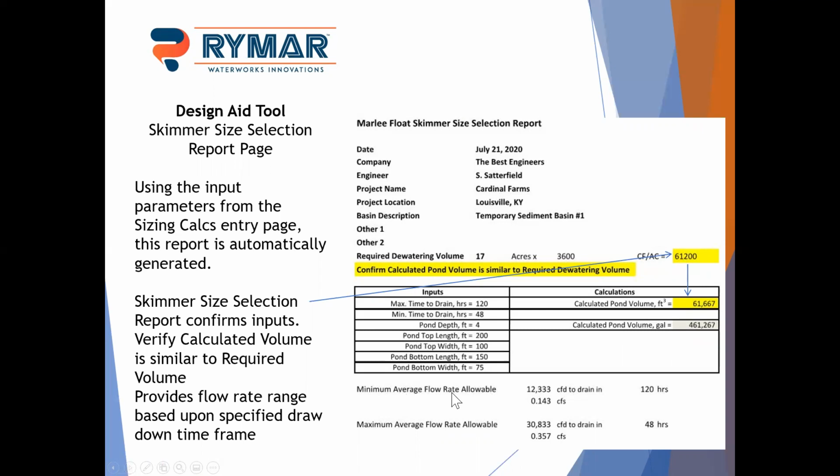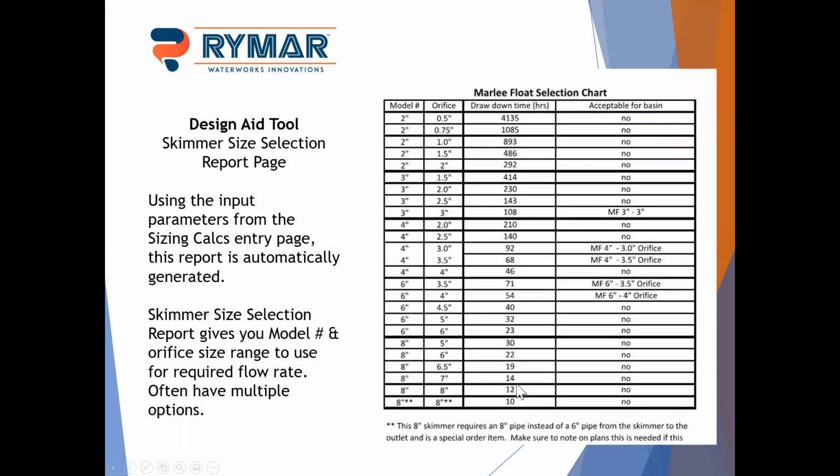And it's going to calculate your minimum flow rate for your maximum time and your maximum flow rate for your minimum time, again specifying that range of time that you're allowing. And then because it is our tool, we're going to give you the drawdown time for each model and each orifice. And then based on the range that you specified, we'll tell you which skimmers fit within that range. And then you can pick, from whichever ones fall within that range, which one you'd prefer on site.